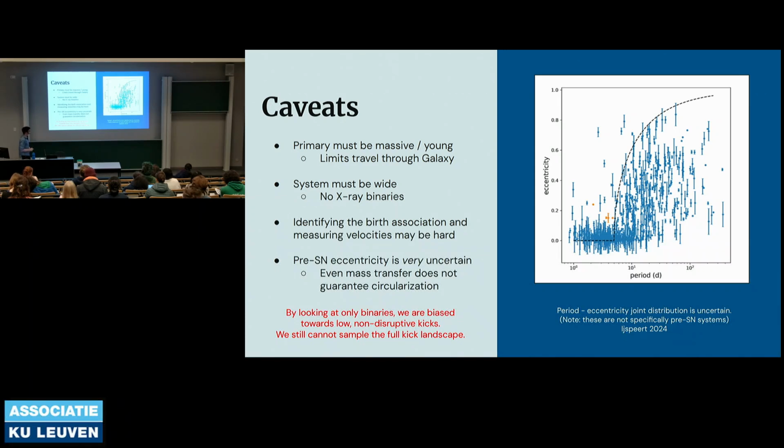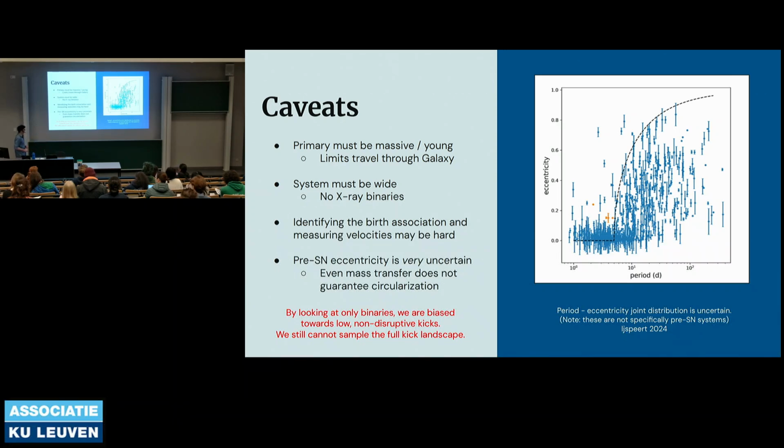Identifying the birth association, as I said, might be non-trivial, right? In the case of VFTS 243, it's still kind of sitting in its association. If you have a direct collapse black hole, often this will be the case. It's sort of sitting in the region it was born. For many systems, this won't be the case, and it can be difficult to identify the birth association. And even once you've identified it, it might be hard to measure the velocities of that association.